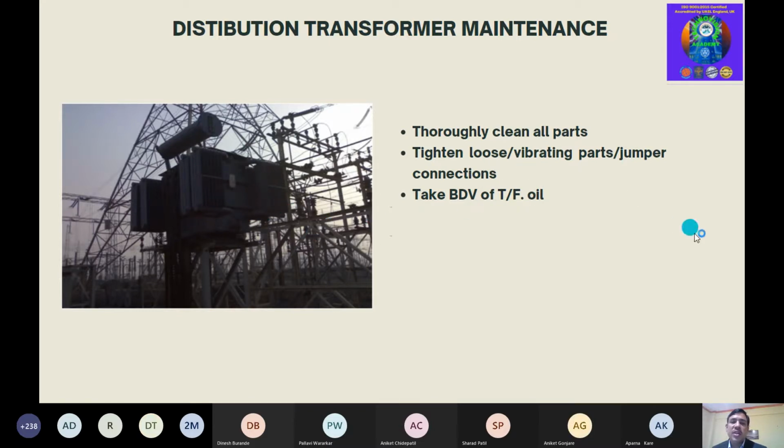Also we have to check and tighten the connections, vibrating parts and jumpers. We know that whenever there is a fault in an electrical system, it results in electrical disturbances as well as mechanical vibrations to the equipment. Those vibrations we have to take care of, because sometimes connections get loose. So that you have to check. Also there are jumpers, those aluminum strips which make the connection with the conductor. That also we have to check. So these are the aspects of maintenance of a distribution transformer.